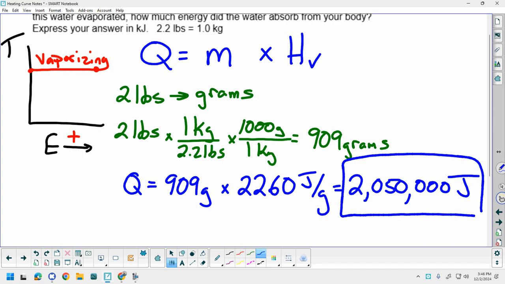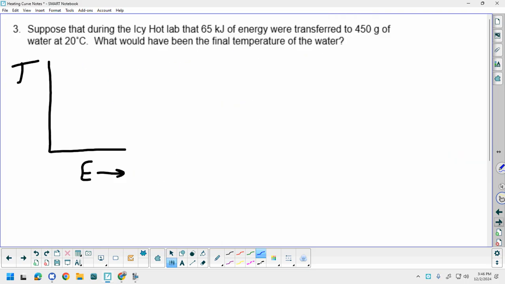And in this case, Q is positive because that's how much energy got added to the sweat on the volleyball player's skin to evaporate all that sweat into the air around us. And then our last question here, question 3. Suppose that during the icy hot lab, 65 kilojoules of energy were transferred to 450 grams of water at 20 degrees Celsius. What would have been the final temperature of the water?